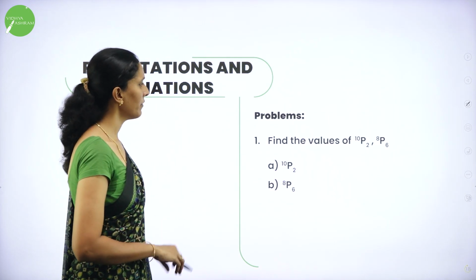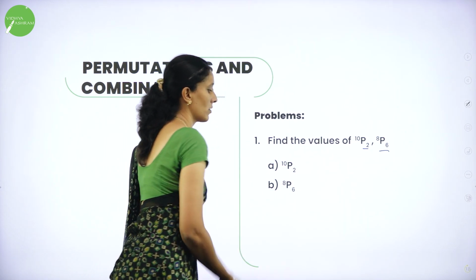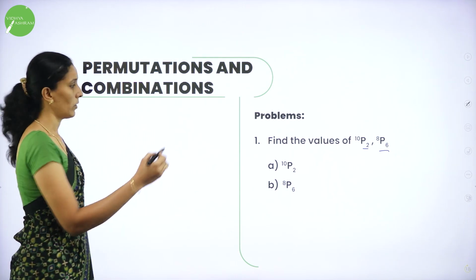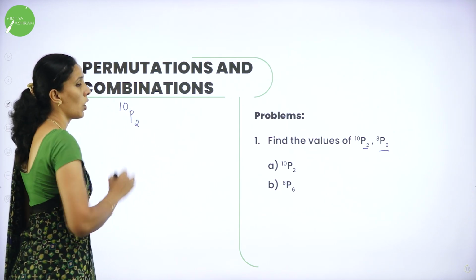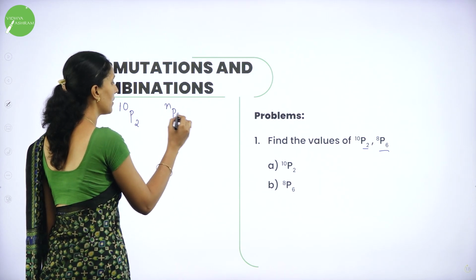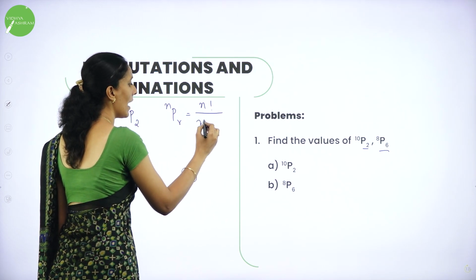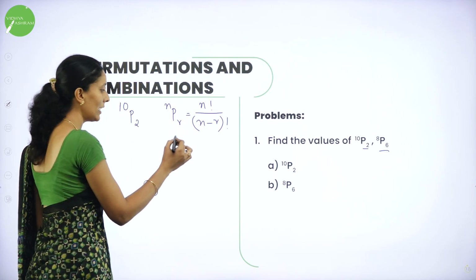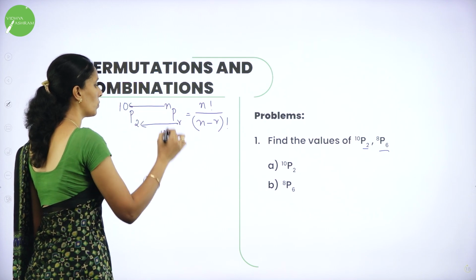The first one: find the values of 10P2 and 8P6. Let me take the first problem, 10P2. What is the formula for permutation? nPr is equal to n factorial divided by n minus r factorial. What is the value of n here? Clearly it is 10. What is the value of r? That is 2.